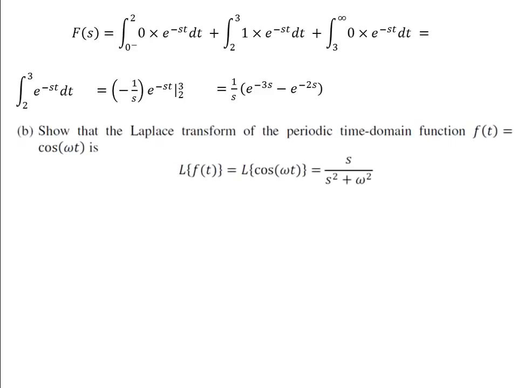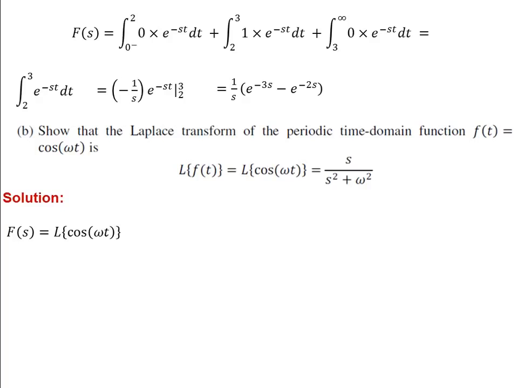In part B of question 1, again it's asking to prove that the Laplace transform of cosine omega t is equal to s over s squared plus omega squared. To solve this, or to prove this relation, we have two approaches. The first one is the definition of the Laplace transform.